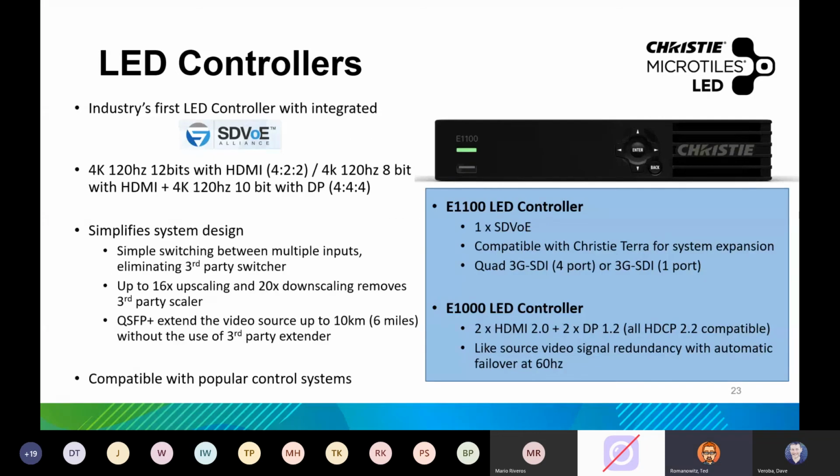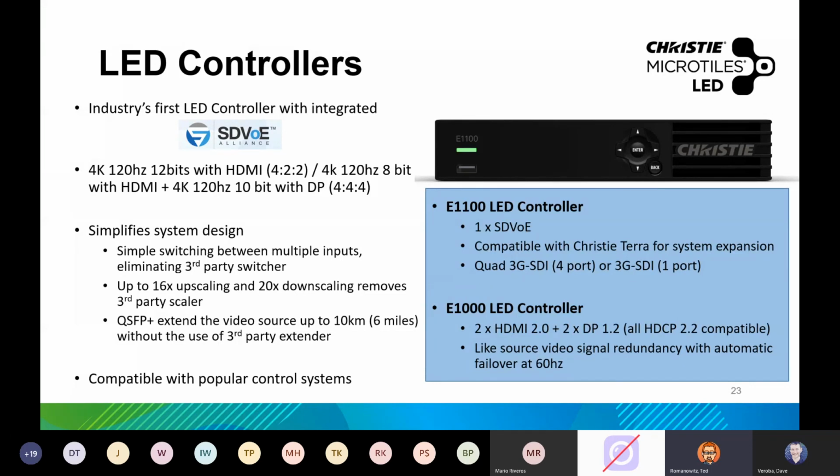Now I want to talk about our controllers, which are also a remote aspect of our design. Christie was a founding partner of the SDVOE Alliance, and we're also the industry's first to develop an LED control system that integrates this technology into it. That's the E1100. What this means is with our Christie Terra SDVOE solution, you have almost unlimited extensibility.